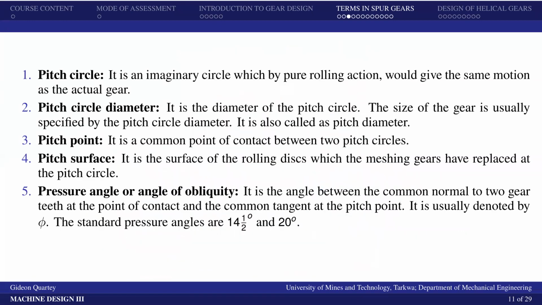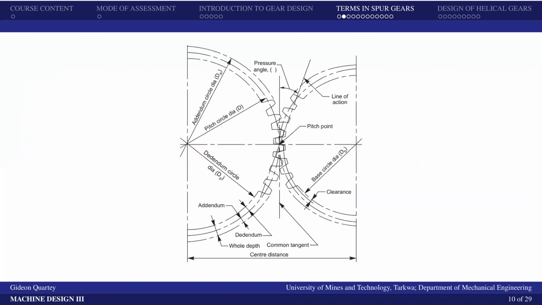Then we also have the pressure angle, or the angle of obliquity. And it is the angle between the common normal to two gear teeth at the point of contact and the common tangent at the pitch point. It is usually denoted by the angle phi. And the standard pressure angles that are mostly employed are 14.5 degrees and then 20 degrees. Okay, so if you come here, we can see the pressure angle here.